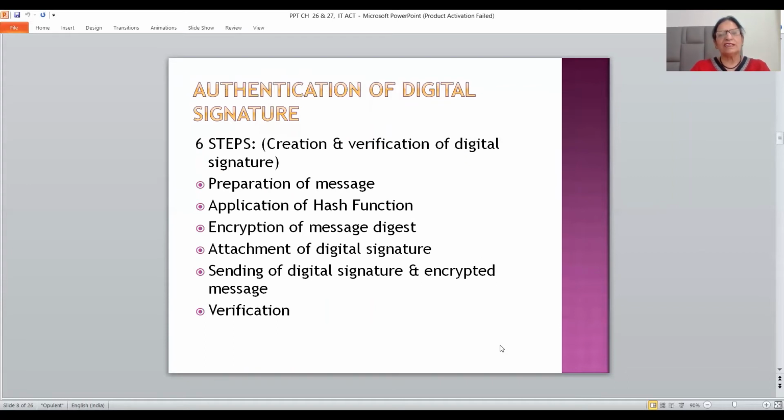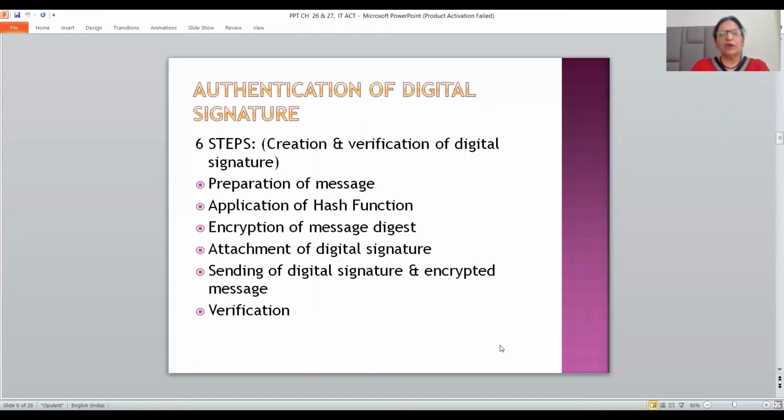Now, authentication of digital signature. This is a very important question, friends. How are digital signatures authenticated? Or which are the various steps in the creation and verification of a digital signature? There are six steps here. First is preparation of message, application of hash function, encryption of message digest, attachment of digital signature, sending of digital signature and encrypted message, and the last one is verification. So there are six steps in the creation and verification of a digital signature. If the question is asked on authentication of digital signature, or steps in the process of creation and verification, you have to write all these 6 points along with the diagram also.